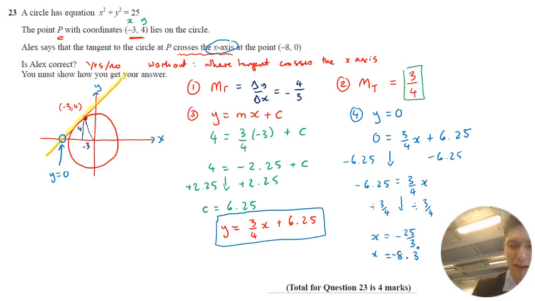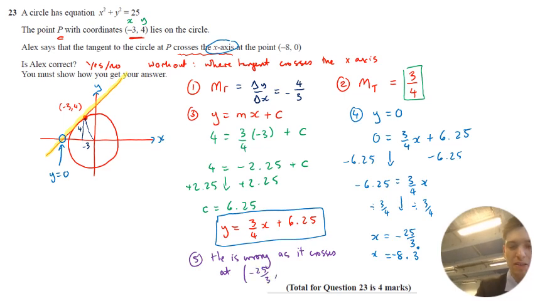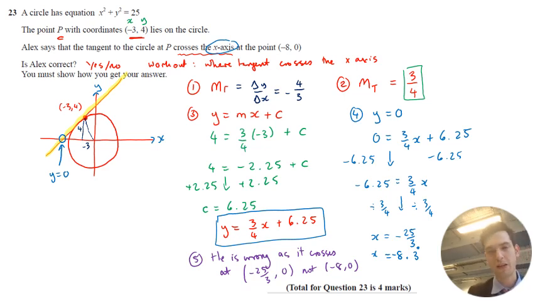So my final step for my conclusion, let's use this purple. My final step, I'm going to say he is wrong as it crosses at minus 25/3, 0, not minus 8, 0. Okay, so that question became a lot easier once I drew the diagram and worked through the normal steps that I would do when I'm finding the equation of a tangent to a circle.